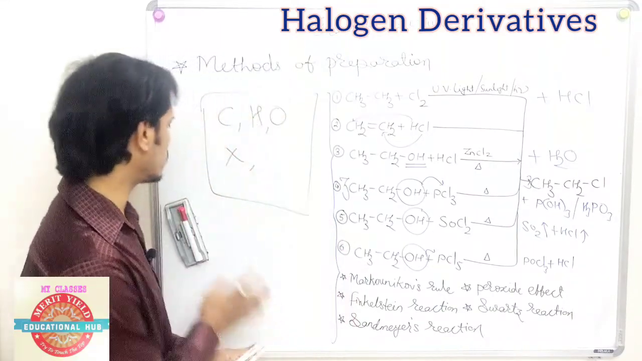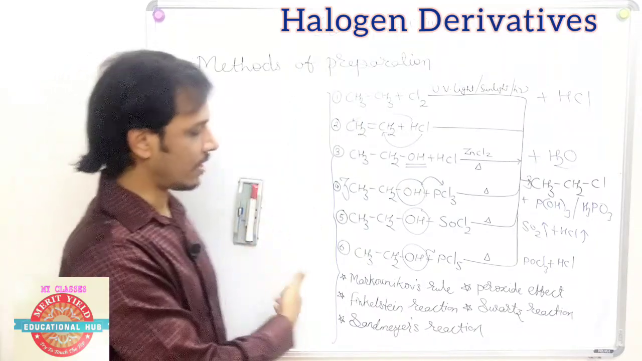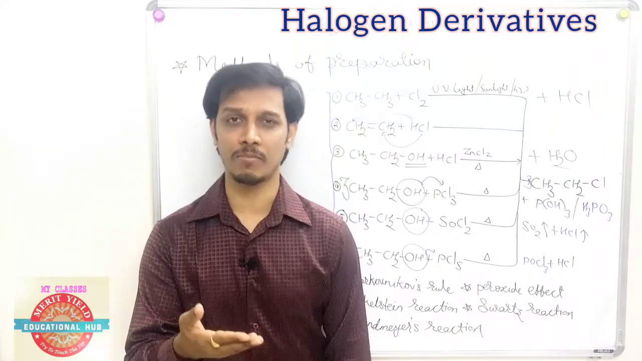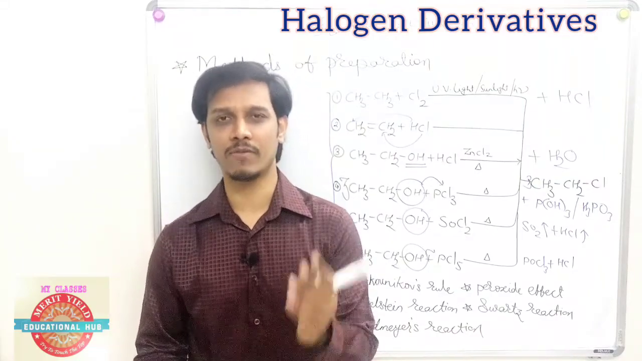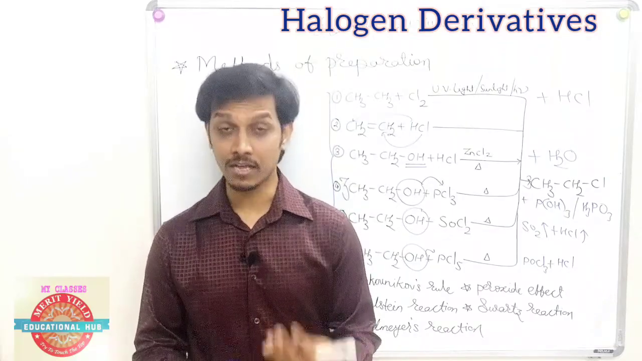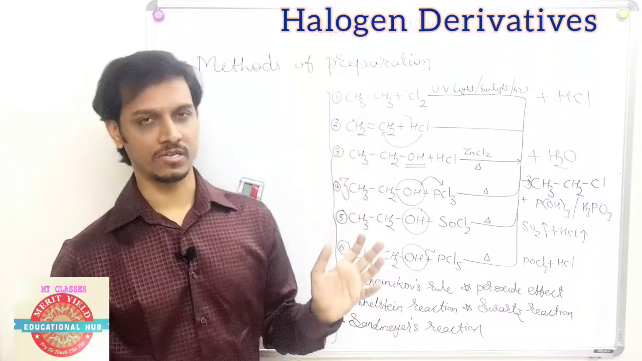So this is all about the methods of preparation. You can go and learn what is Markovnikov's rule: the negative part of the reagent is added to that carbon of the double bonded system which has less number of hydrogen atoms. So these are the definitions you can see, learn and understand very easily. So this is all about the methods of preparation.